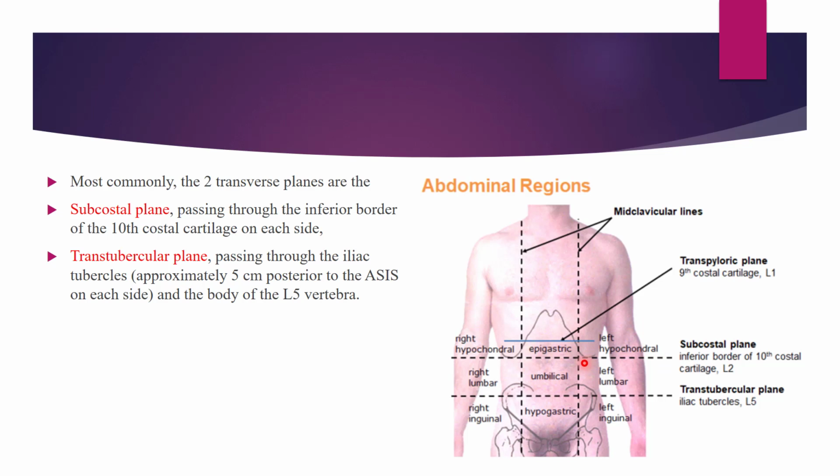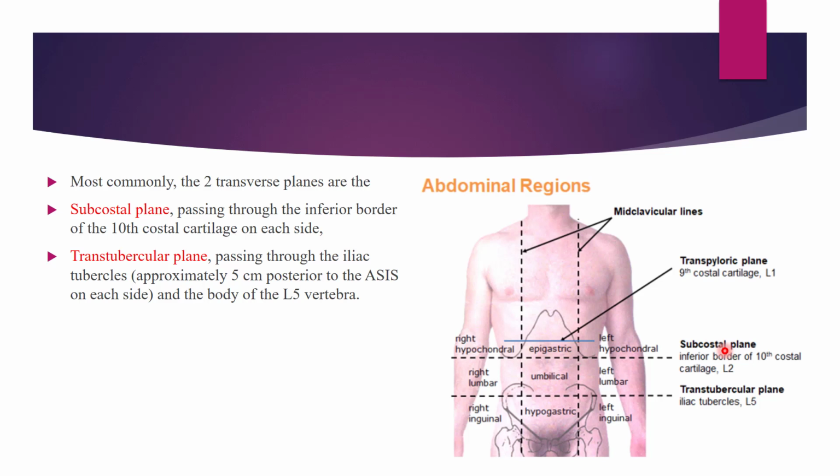First of all, I will discuss the subcostal plane. See here, this is the subcostal plane. It is passing through the inferior border of the 10th costal cartilage. This is the 10th costal cartilage on each side and this plane is passing through the inferior margin of the 10th costal cartilage. If we see the posterior part, it will be at the region of L2. This is the subcostal plane. And another plane, the transtubercular plane, is passing anteriorly through the iliac tubercles and posteriorly it is at the level of L5. So what you have to remember is L2 at the subcostal plane and L5 at the transtubercular plane. These are the iliac tubercles, and posteriorly it is at the level of L5, and the subcostal plane is at the level of L2.